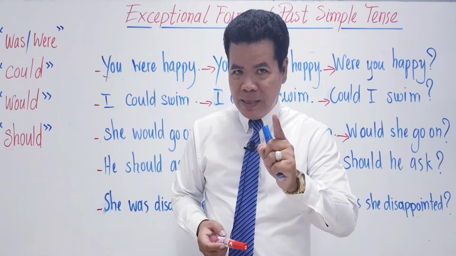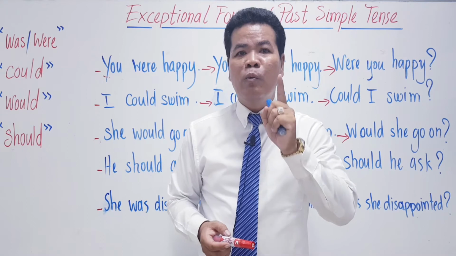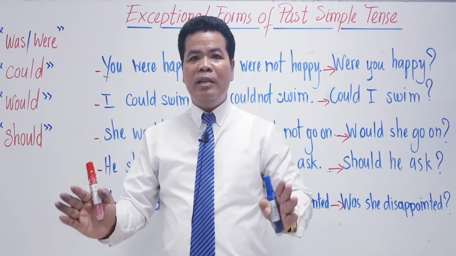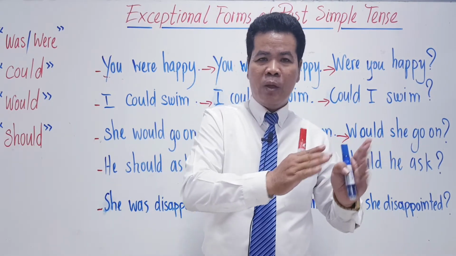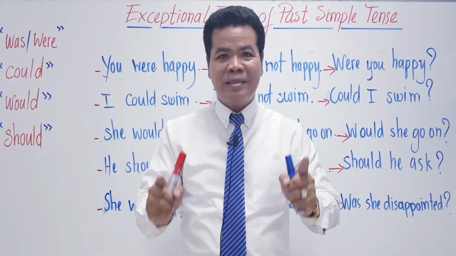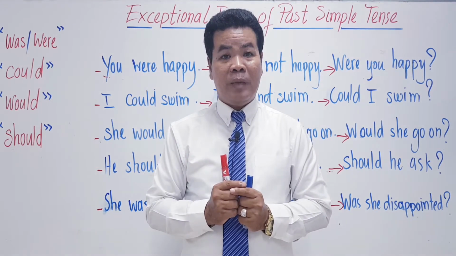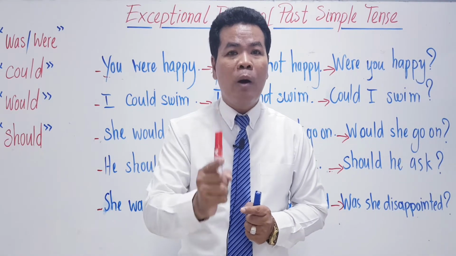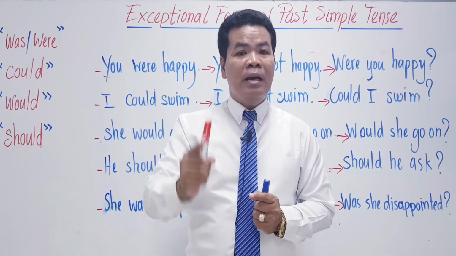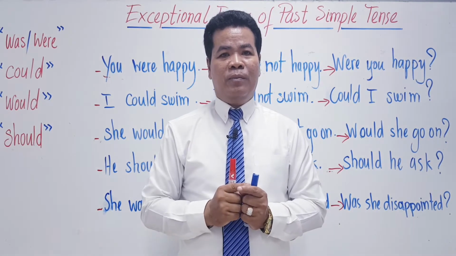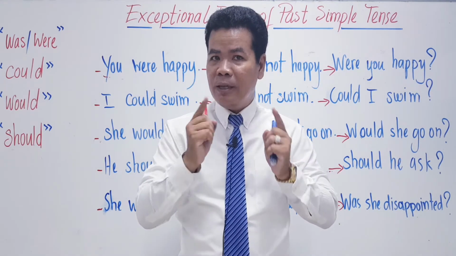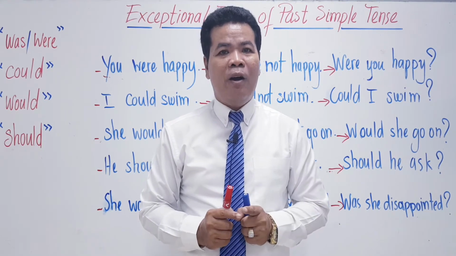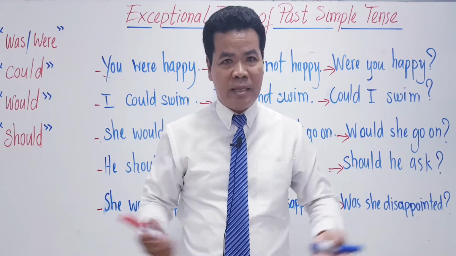So, in case you see one of the verb to be, was or were, in a sentence, when you want to make it into negative or question, you don't need to use did as the helping verb. Understand? Because what? Because it can make its own form of negative. It can make its own form of question. Was and were. Alright? No need to use did to help a sentence which has verb to be inside.